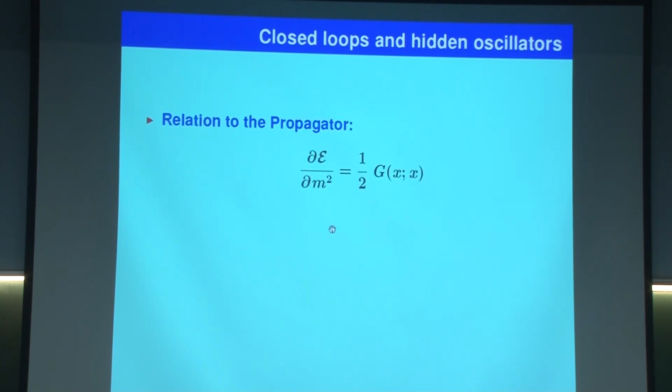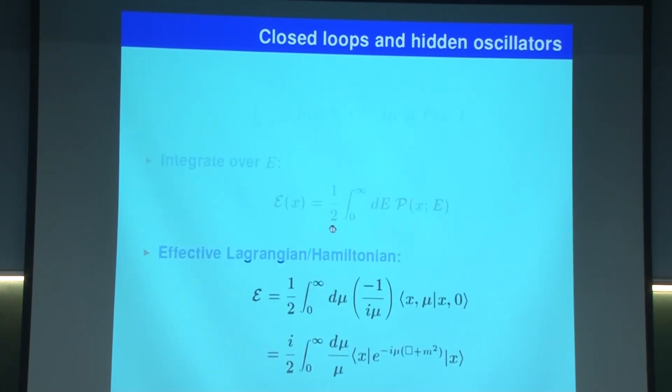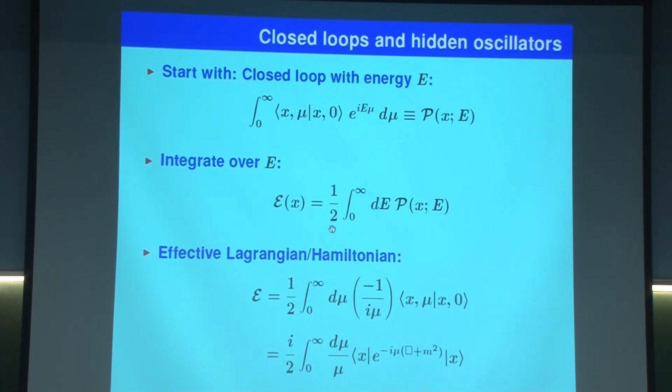You can relate it to the Green's function. So how can you relate it to the Green's function? I am going to take this E and differentiate it with respect to m square. If you differentiate this with respect to m square, I pick up a minus i, that will take care of this, and since I am differentiating with respect to m square, this mu will come down and cancel it out.